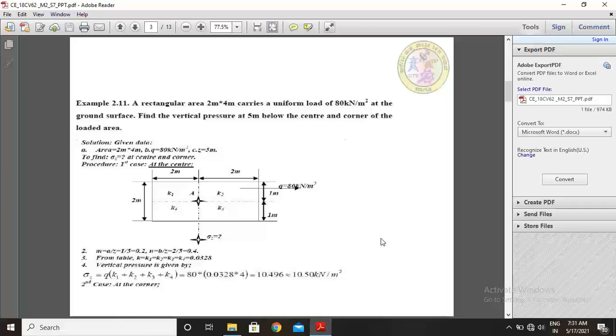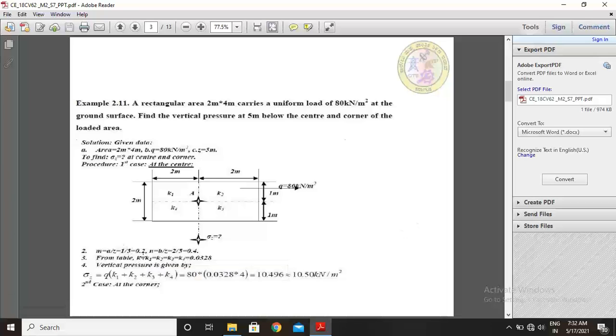Next, step number 2, you calculate m and n values. Here m is given by A by Z. Here A is 1 meter, Z is 5. So m is 0.2. n equal to B by Z. Now substitute the values: B is 2, Z is 5. So the answer is 0.4. After calculating m and n values, now select the k value from the tables.